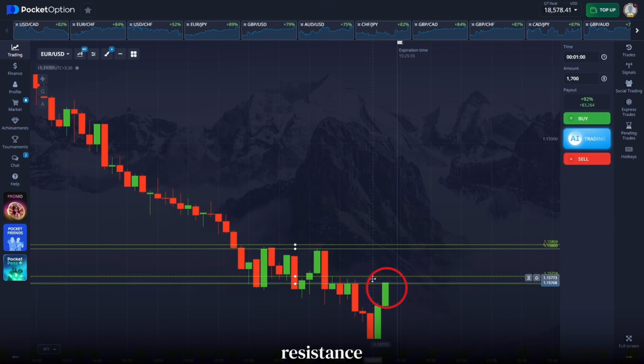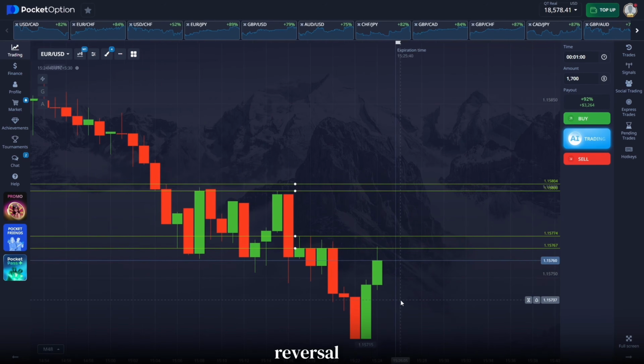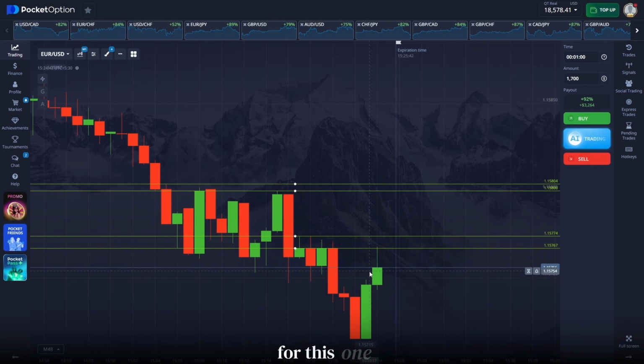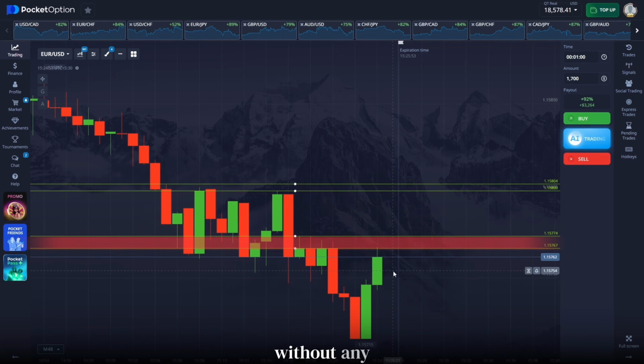Let's wait now. Price approaching the resistance zone for the retest. Now price hit the resistance. Chances of reversal are high. I'll wait for this 1 minute candle to close. If it closes near to the resistance, I'll place a reversal trade with confirmation. I want the 1 minute candle to close near to this resistance without any breakout.